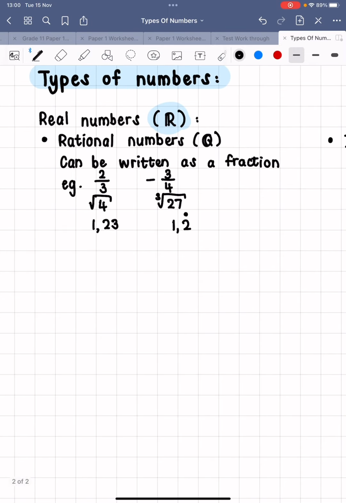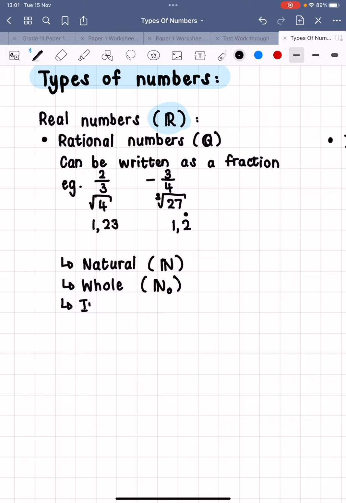Then under rational numbers, we have natural numbers. Now for natural numbers, we use an N as the symbol. We also have whole numbers. Now for this, we use the N with like a 0 at the bottom. And then we have integers. And for integers, we use a Z as the symbol.